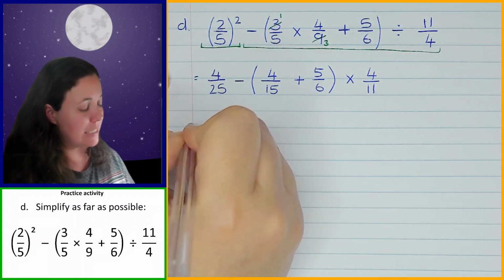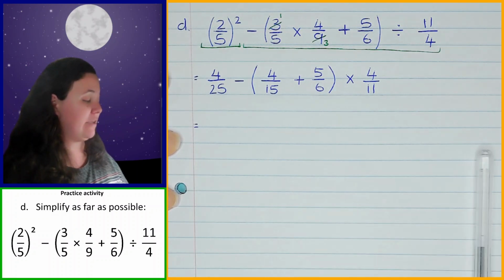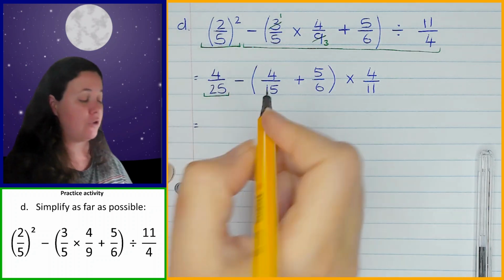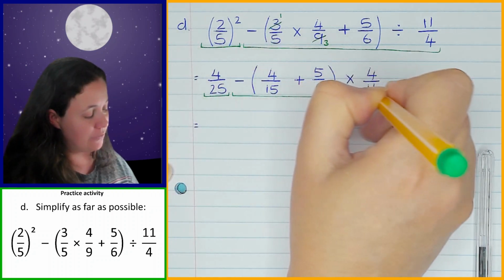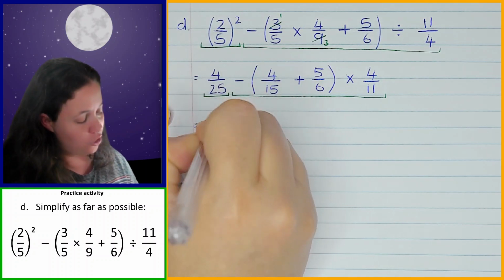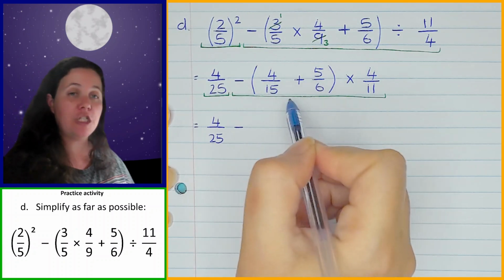Okay, now I'm going to simplify the addition inside the brackets over here. I don't need to do anything else for this term over here. It is simplified as far as possible, but this term, there's still a fair amount to do. So this is going to stay as it is, 4/25, but this term, I still have the addition inside here that I need to do.